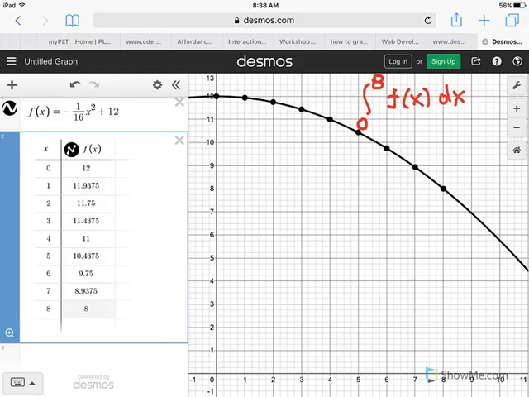So we want to approximate the definite integral of f of x, which is the function that we referenced earlier, negative 1 over 16 x squared plus 12, on the interval from 0 to 8, by using 4 trapezoids of equal heights. So let's begin by graphing the function. Our function is f of x is equal to negative 1 over 16 x squared plus 12, and you can see the graph of the function shown here in black.